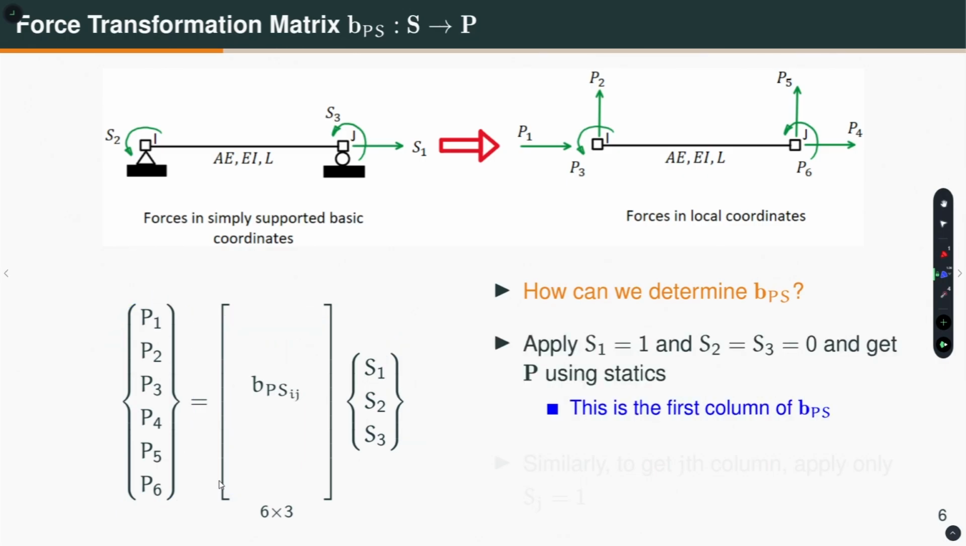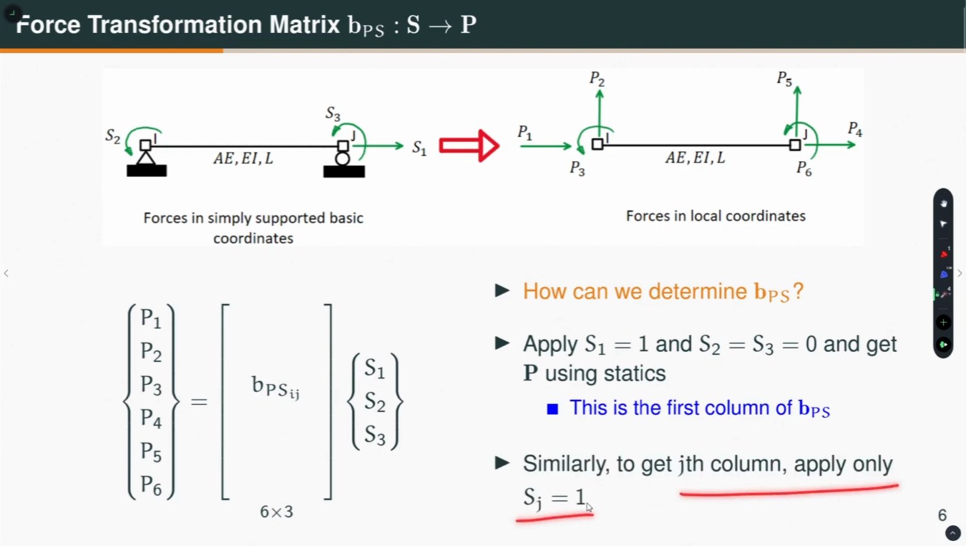So, apply S1 equal to 1 and S2, S3 equal to 0 and get the P. How do we determine it? Using statics, that means using equilibrium. Similarly, to get the jth column, apply only Sj equal to 1, other two are 0. So, let us do that.